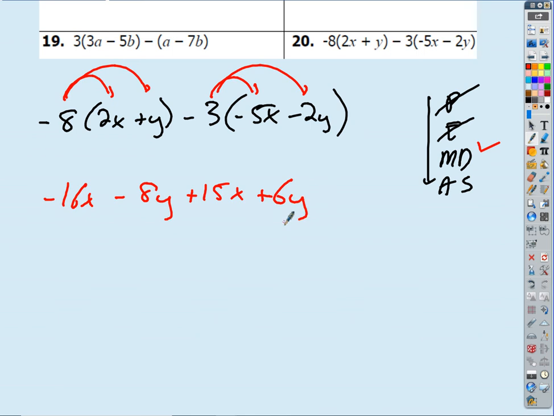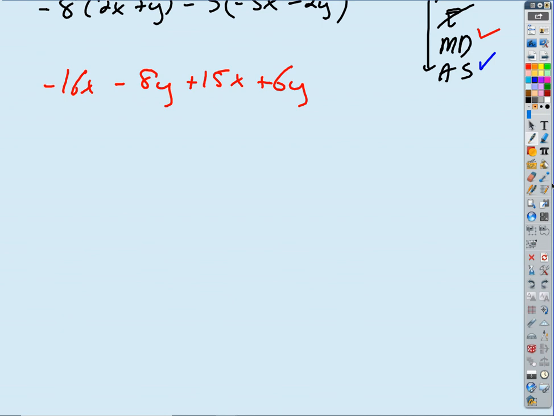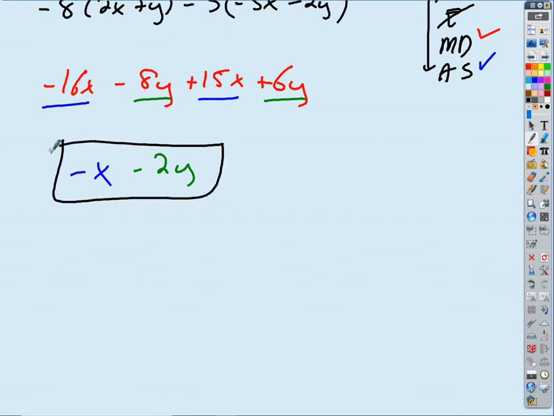And now look, all I've got to do is go down to the last step, which is add and subtract, which means I'm just going to combine like terms. That's all I can do. So what about the x's? -16x plus 15x is what? -x. -1x, we're going to write the 1 too, just -x. And -8y plus 6y. And that's our answer. Good? Okay, you got it.